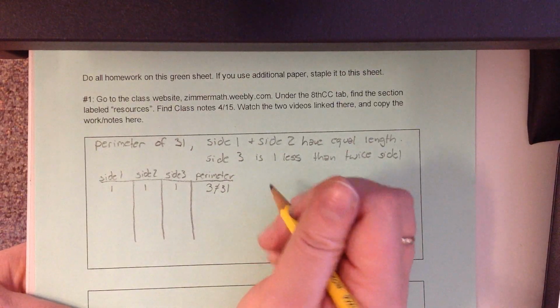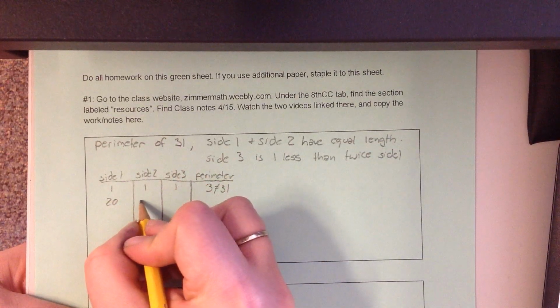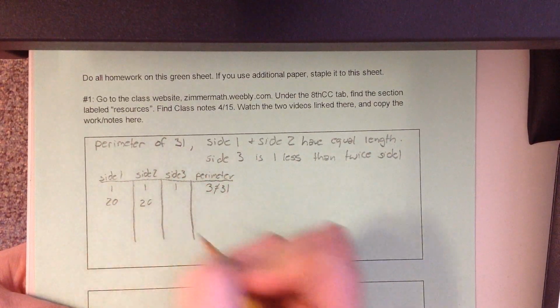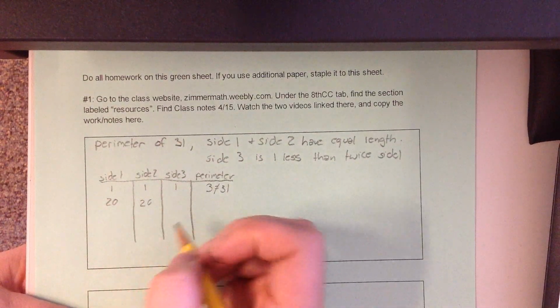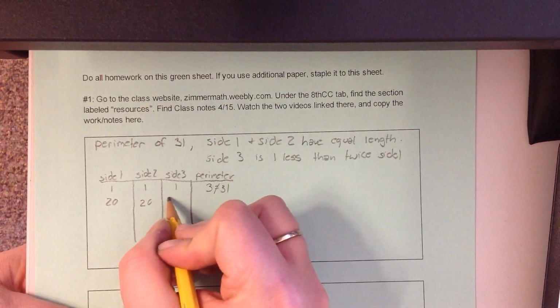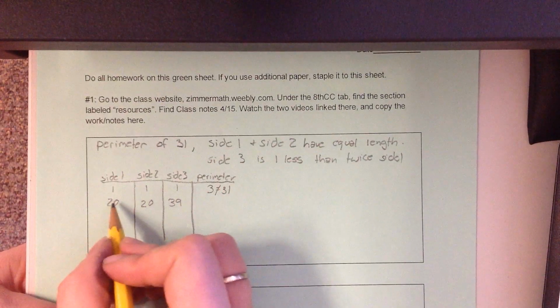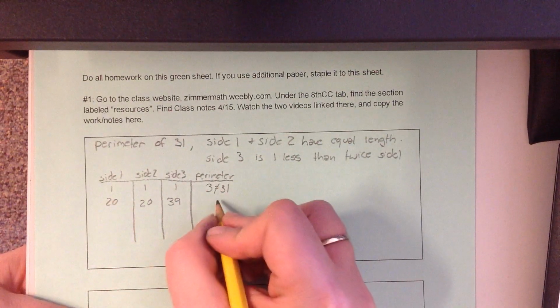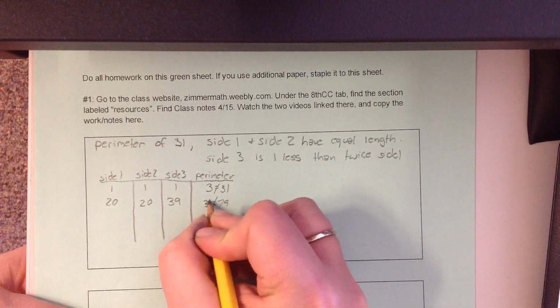Okay, I'm going to try one that I know is going to be too big. If I do side 1 is 20, and side 2 is also 20, because remember those are equal, and side 3 is going to be double 20 minus 1, so it's going to end up being 39. So this ends up adding up to 20, 20, 39, which is 79. Also not equal to 31.